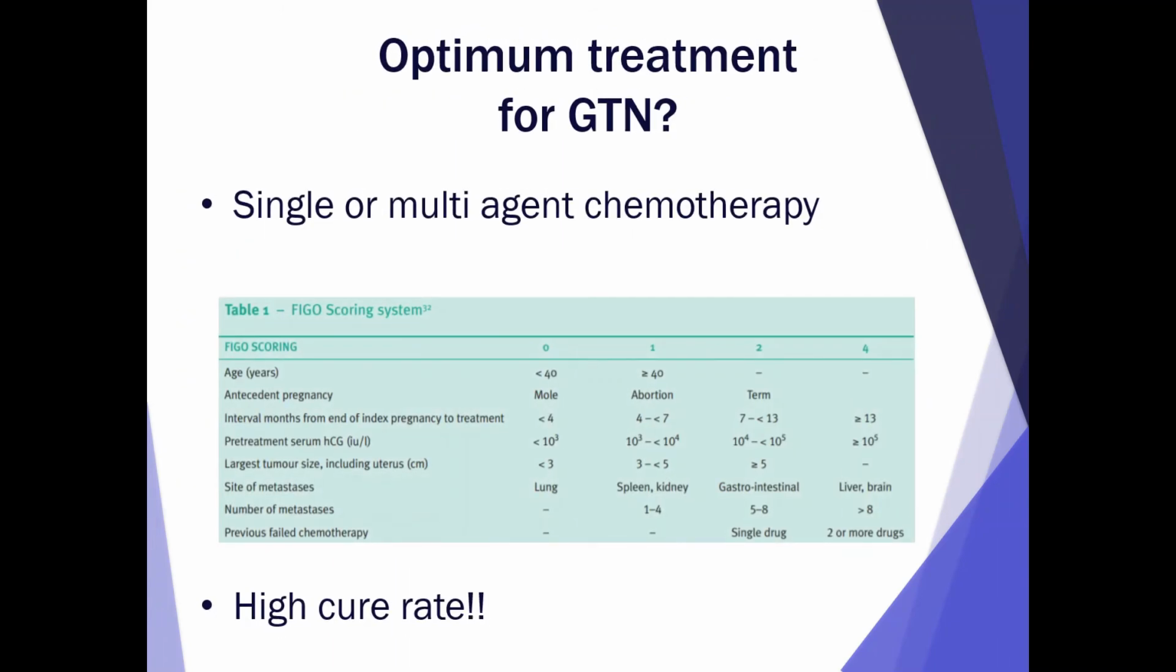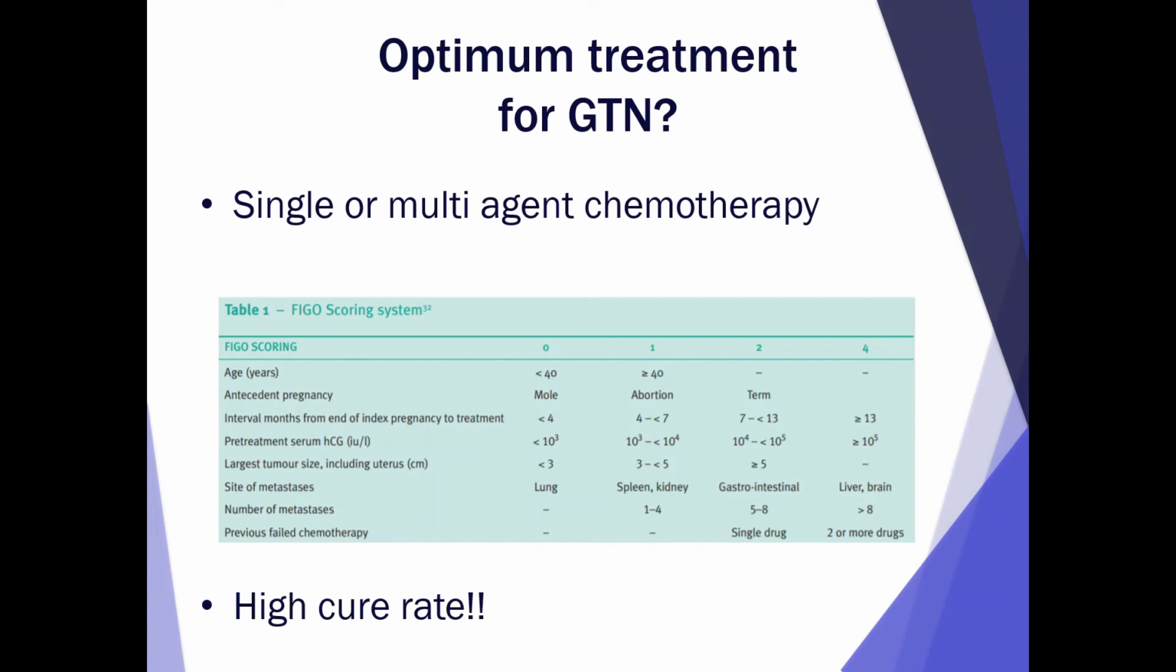Now, for the majority of women with GTN, chemotherapy is the treatment of choice, and women are assessed before chemotherapy begins using the FIGO 2000 scoring system. Women with scores of 6 or less are low risk and are treated with a single IM methotrexate injection alternating with folinic acid, whereas women with a score of 7 or greater are high risk and are treated with intravenous multi-agent chemotherapy.